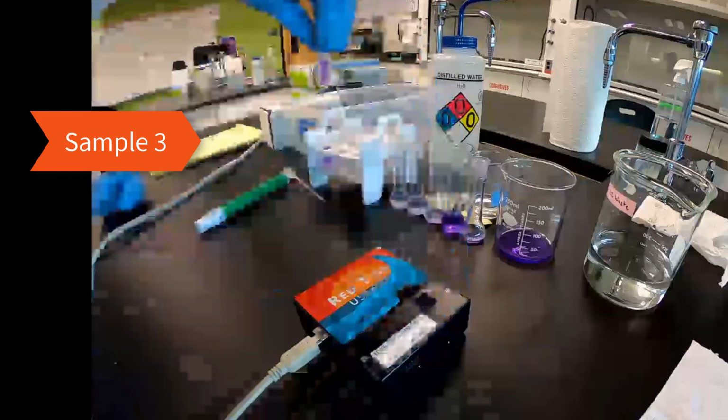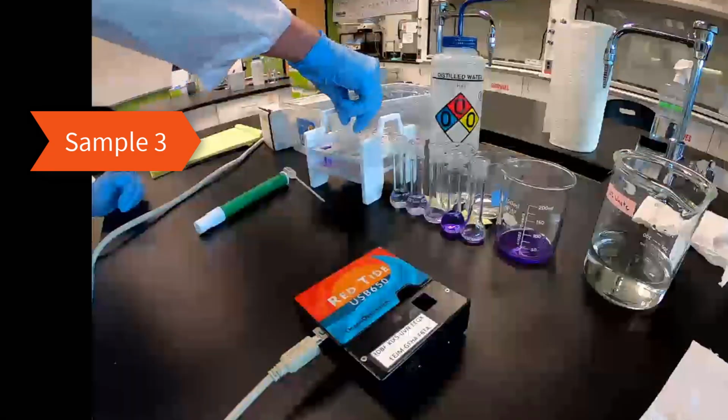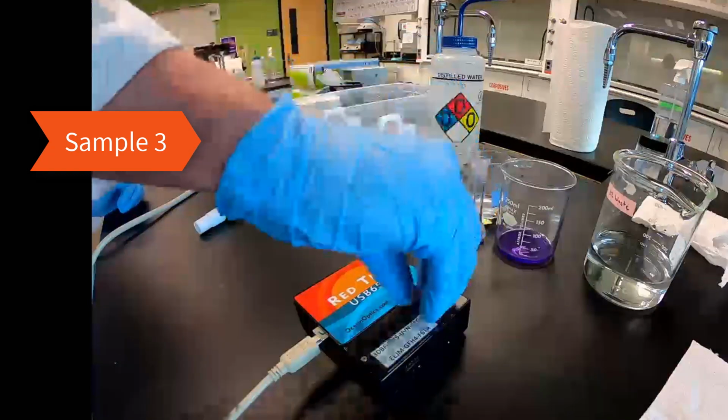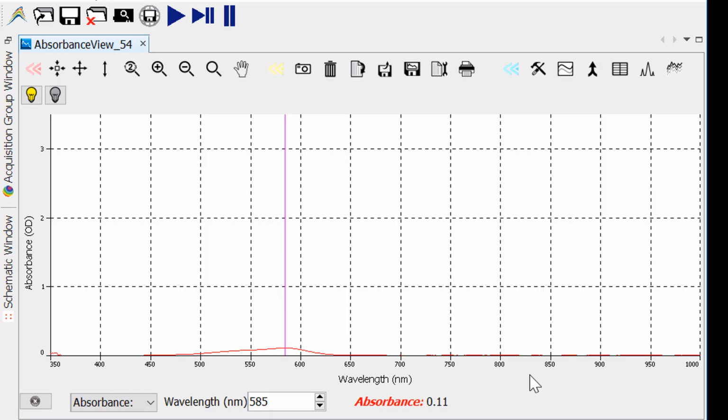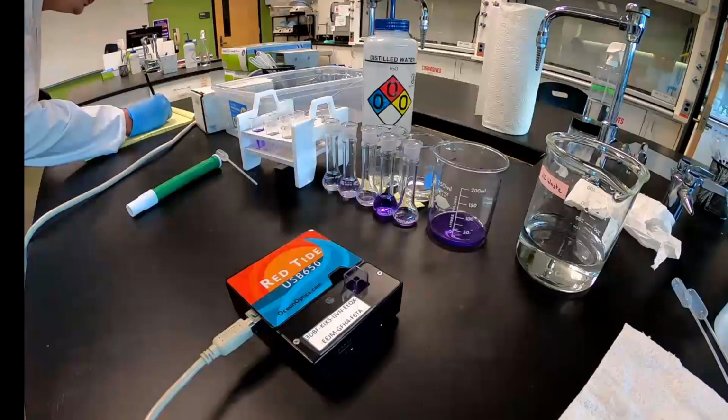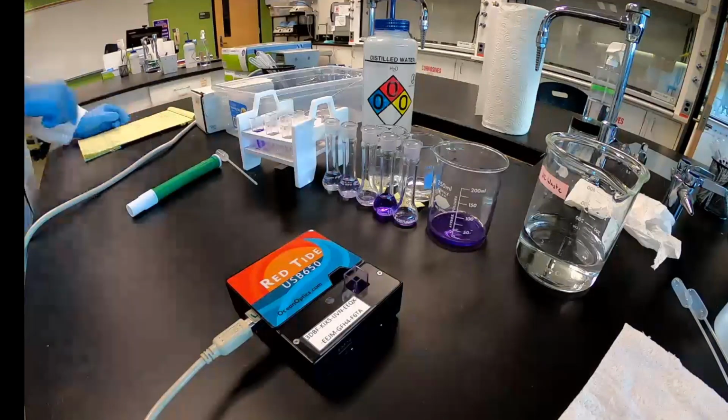Now we're up to sample 3. Put it in. Go back to the cuvette. Reading at 0.11. That's sample 3. Okay. Go back. Record it.